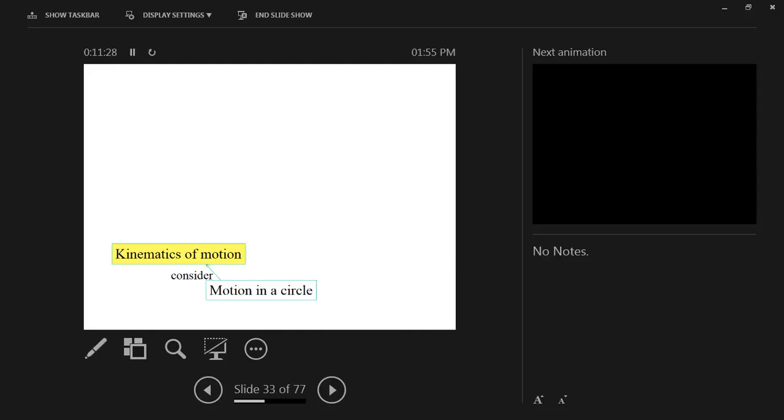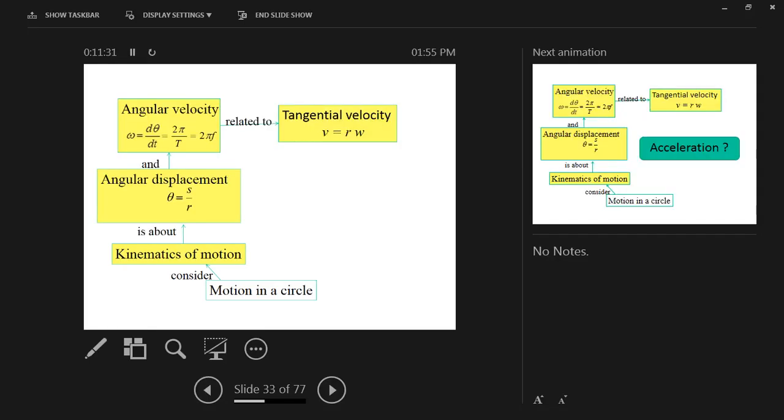Consider the kinematics of motion, we actually thought about these three terms. Okay, angular displacement, theta, it is defined as the arc length over the radius. Then we also move on to angular velocity, which is your omega. It is defined as the angular displacement over time.